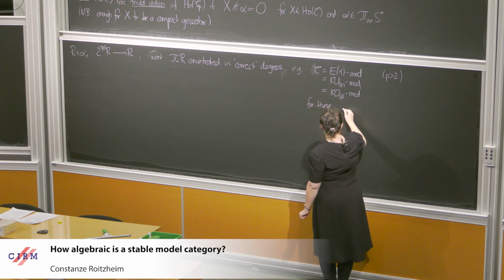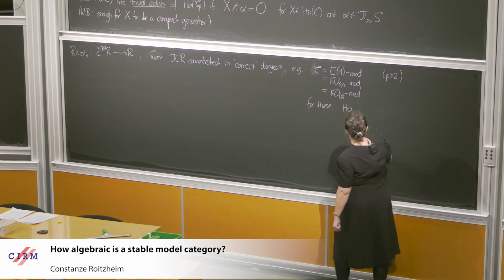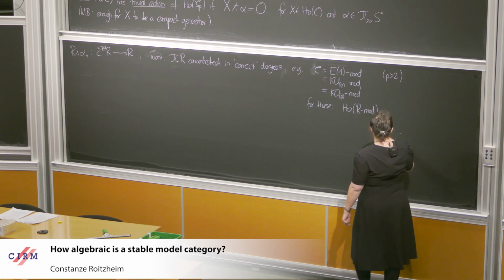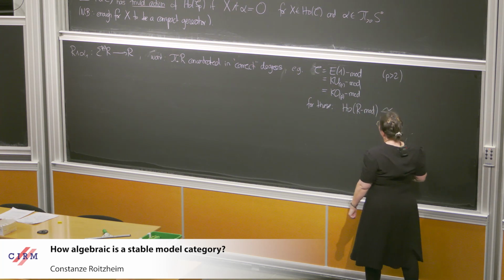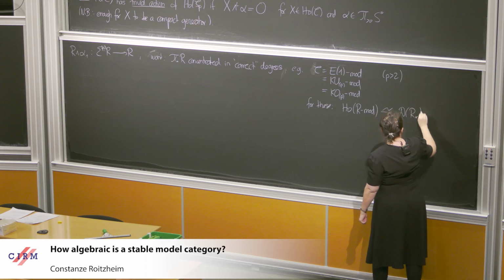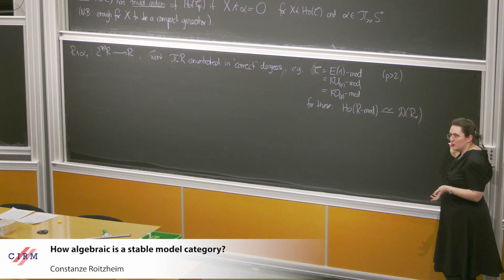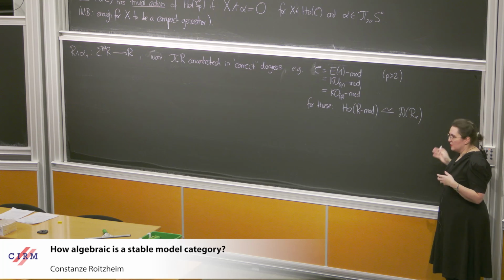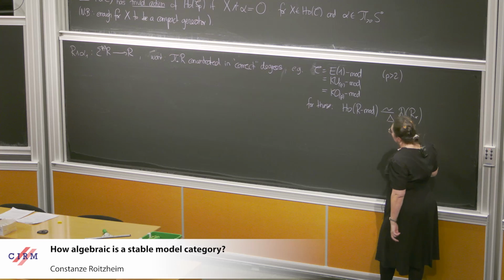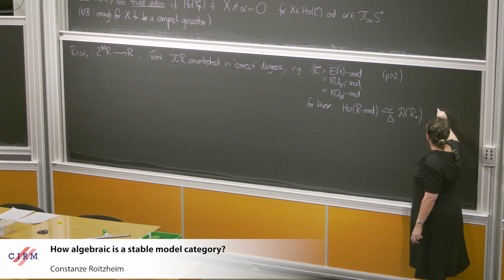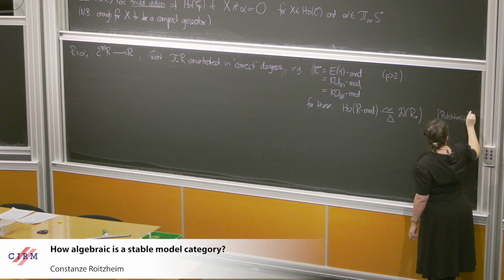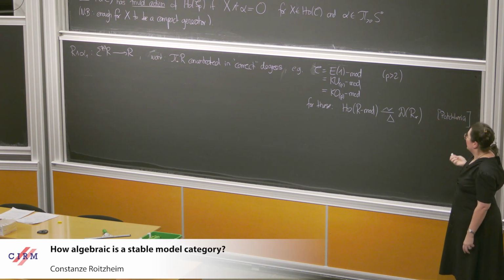that the homotopy category of R modules is triangulated equivalent to the derived category of R star modules. But of course, these two are not Quillen equivalent. So that's just a triangulated equivalence that is not coming from an underlying Quillen functor.